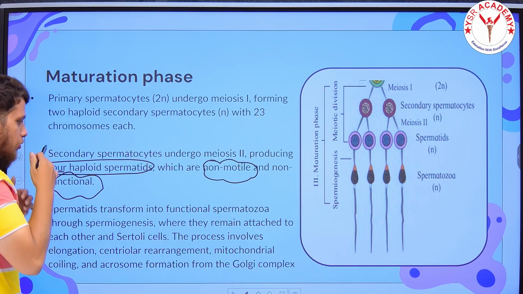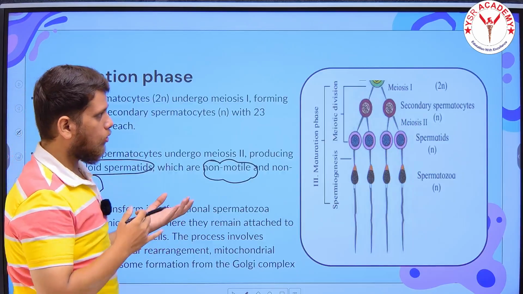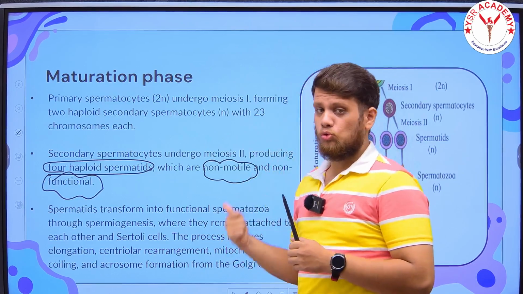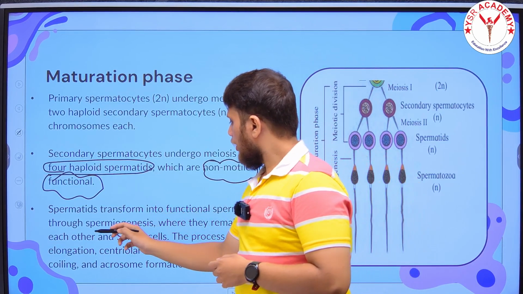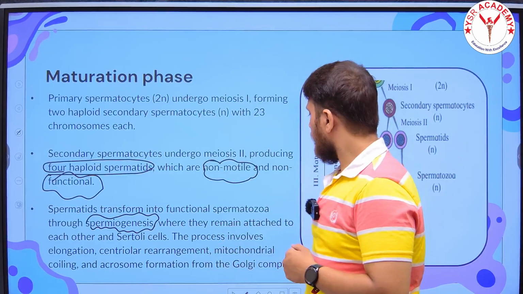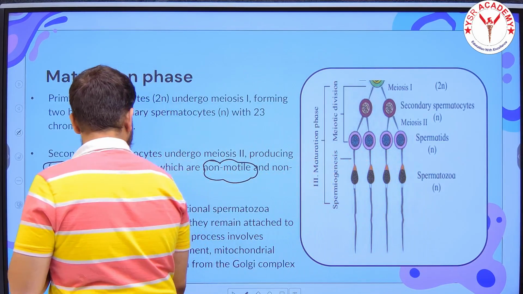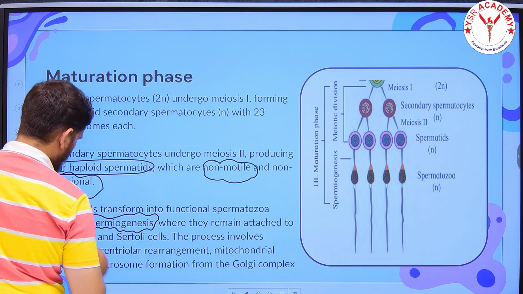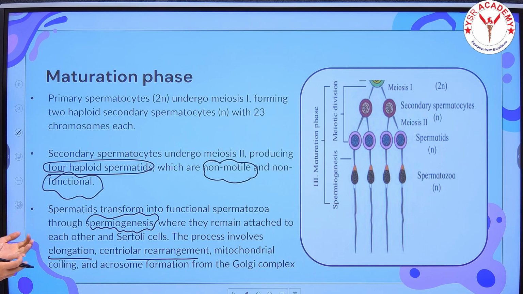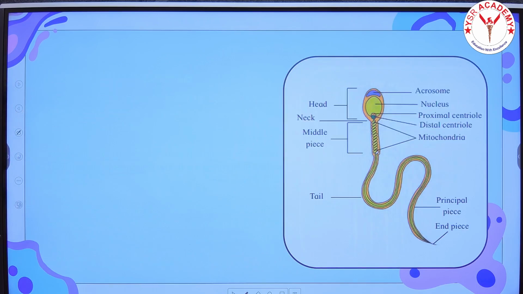Now they want to become transformed, they want to be functional. So how are you doing that? Convert them into functional spermatozoa. You are undergoing a process, and that process is called spermiogenesis, okay, where they remain attached to each other and Sertoli cells. The process involves elongation, centriolar rearrangement, mitochondrial coiling, acrosome formation, and Golgi complex. So all of these things we will study in the structure of sperm, which is the next topic.